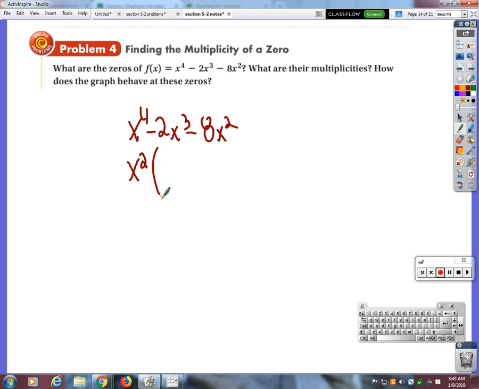Every term in here has at least an x squared in it. Okay? So if you factor an x squared out of x to the 4th, now what are you left with? x squared again, good, because 4 minus 2 is 2. What are you left with if you factor an x squared out of 2x cubed? 2x. And what are you left with if you factor an x squared out of negative 8x squared?